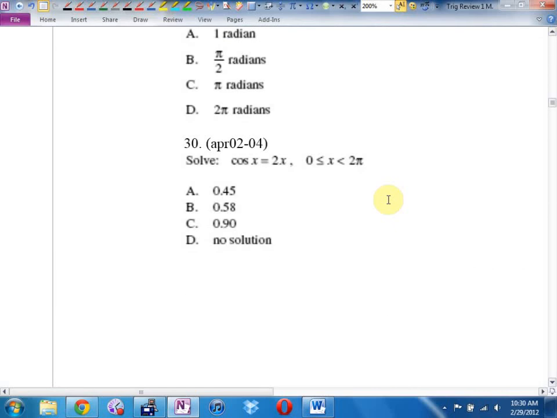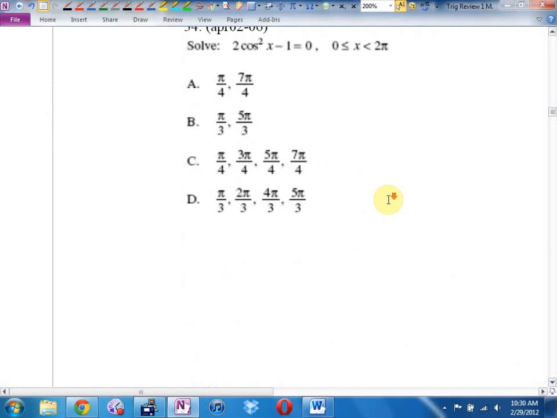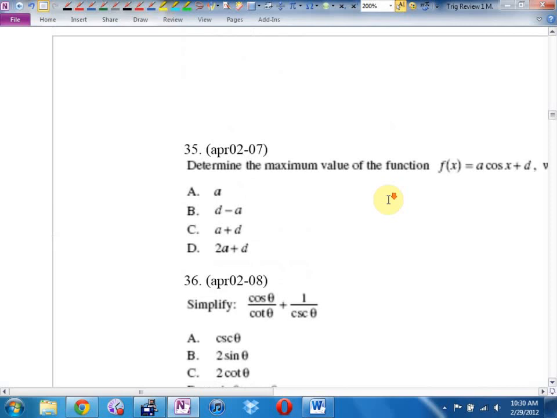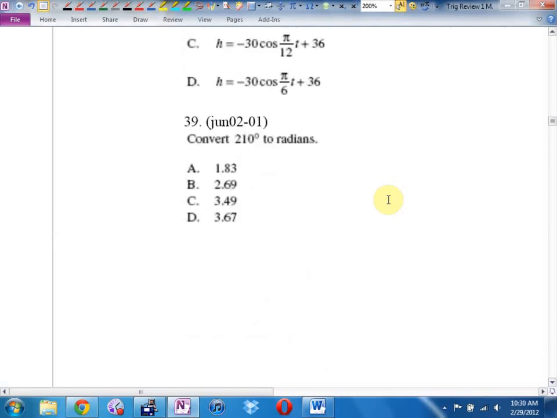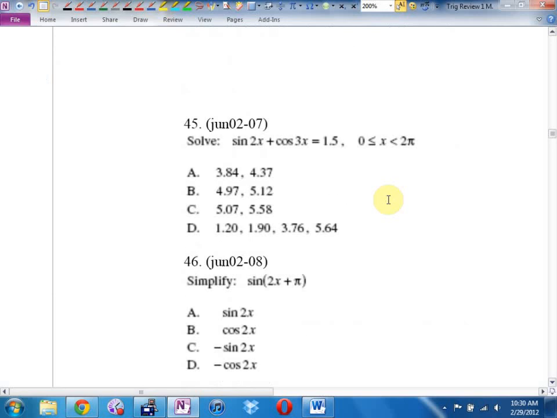See this one right here? Number 30. How do I know it's graphing calculator? Decimal answers. This one here says solve. How do I know it's not graphing calculator? Exact values. Number 45, graphing calculator. That easy to spot.